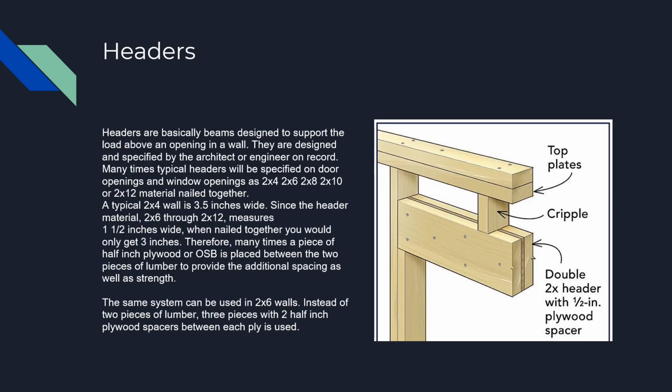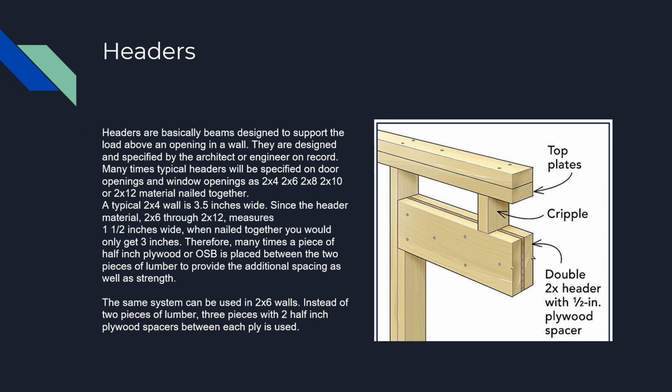Headers are basically beams designed to support the load above an opening in a wall. They are designed and specified by the architect or engineer on record. Many times, typical headers will be specified on door openings and window openings as 2x4, 2x6, 2x8, 2x10, or 2x12 material nailed together. A typical 2x4 wall is 3.5 inches wide. Since the header material, 2x6 through 2x12, measures 1.5 inches wide, when nailed together you would only get 3 inches. Therefore, many times a piece of 1/2 inch plywood or OSB is placed between the two pieces of lumber to provide the additional spacing as well as strength.